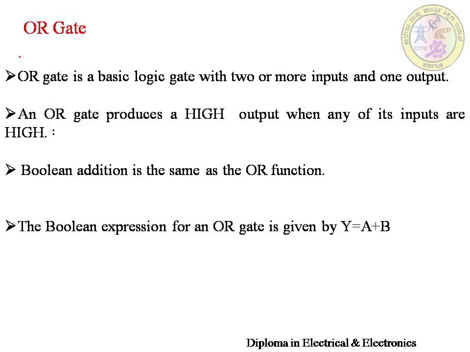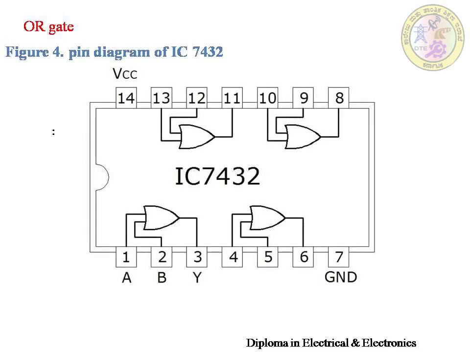So the next basic gate is OR gate. It has two or more than two inputs but only one output. The operation of OR gate, the OR function is similar to that of binary addition. So the Boolean expression for OR gate is given by Y is equal to A plus B. IC 7432. This is the pin diagram of IC 7432 OR gate. It is also a two input OR gate.